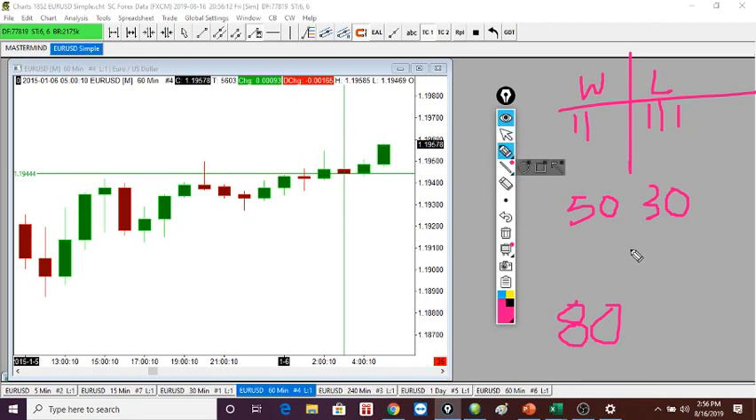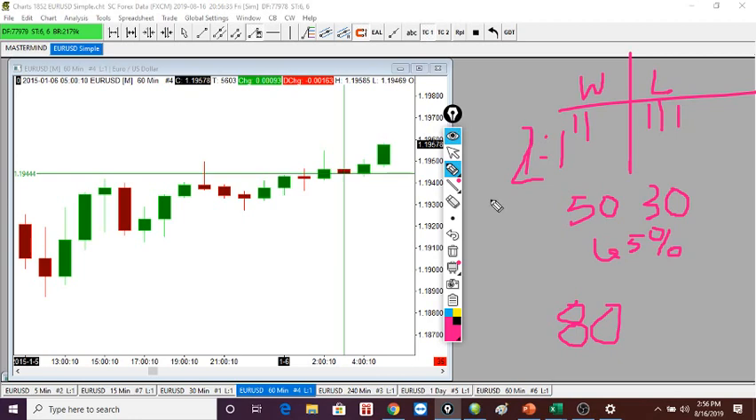60-something percent? Let's call it 65, because 60-something sounds like 65. 65%. So if we have 65% and we said 1-to-1, right? So we're saying I want to see if I can get a 5 pip take or a 2-to-1. We said I want to try to get a 5 pip take profit within a 10 pip stop loss, right? Okay, this is all I have.